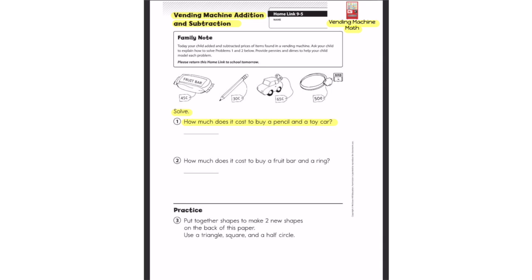For number 1, you're going to figure out how much it costs to buy a pencil and a toy car. So I have to figure out how much the pencil costs and how much the toy car costs and add them together.